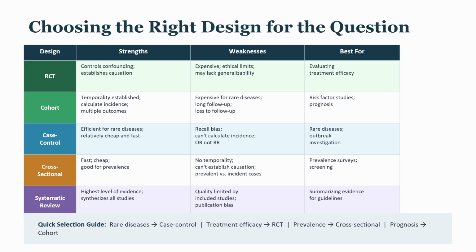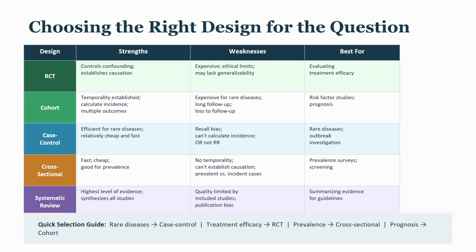but limit generalizability. Cohort studies are powerful for risk factor research and prognosis. You define exposure groups and follow them forward, so temporality is established and you can calculate true incidence rates. The limitation is efficiency. For rare diseases, you need to follow enormous cohorts for years to accumulate enough cases.